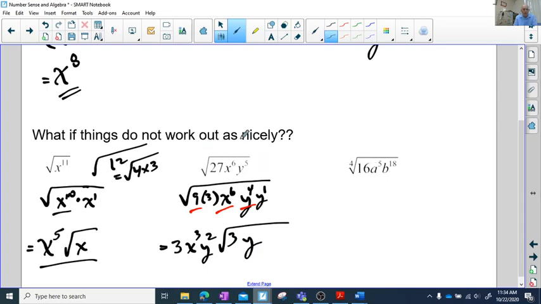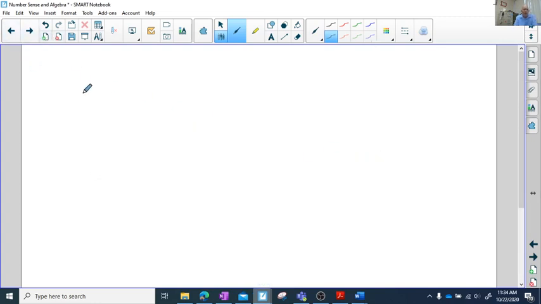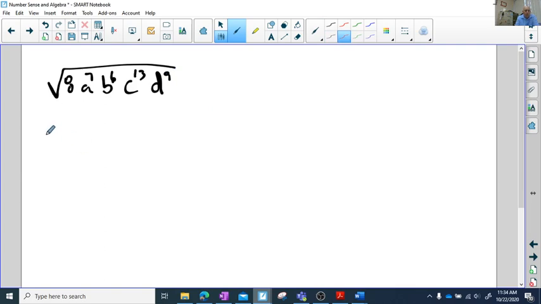Now I don't want to jump to 4th root yet, so let's give us more practice. So let's take the square root of 8, a to the 7th, b to the 6th, c to the 13th, and d to the 9th. And let's simplify this. Start with your 8. So I need a perfect square that goes evenly into 8.